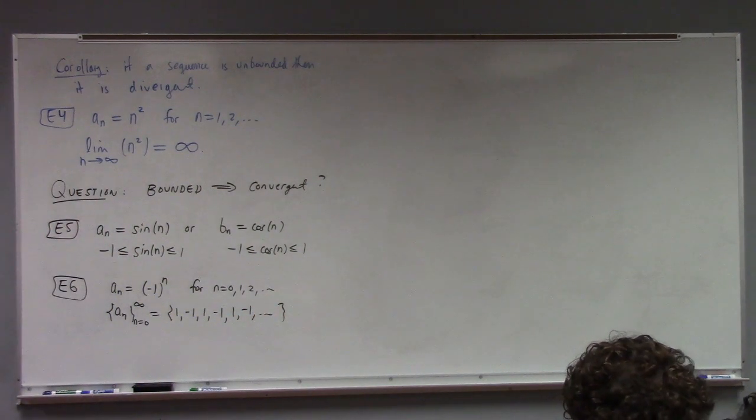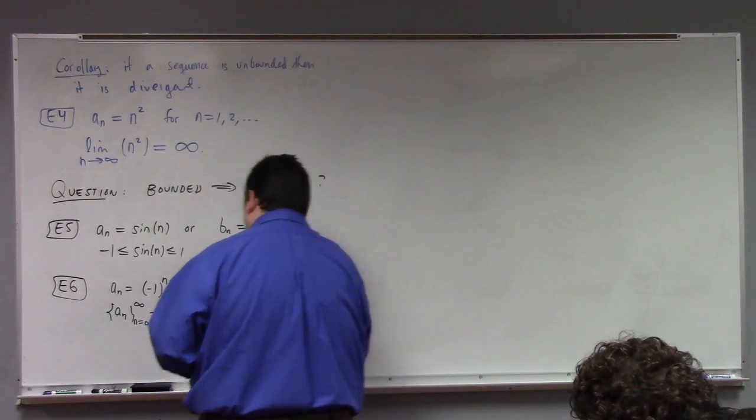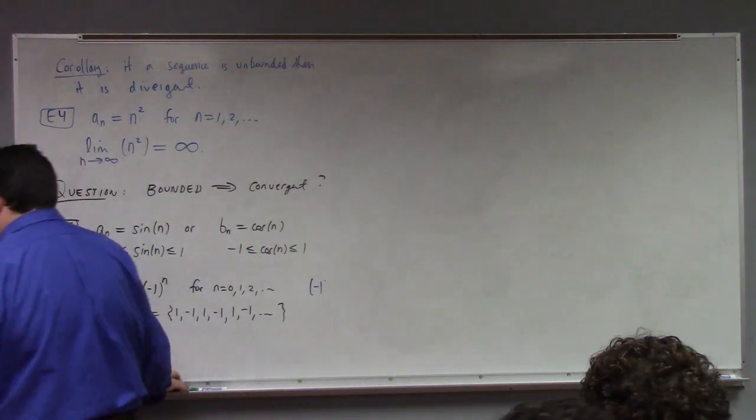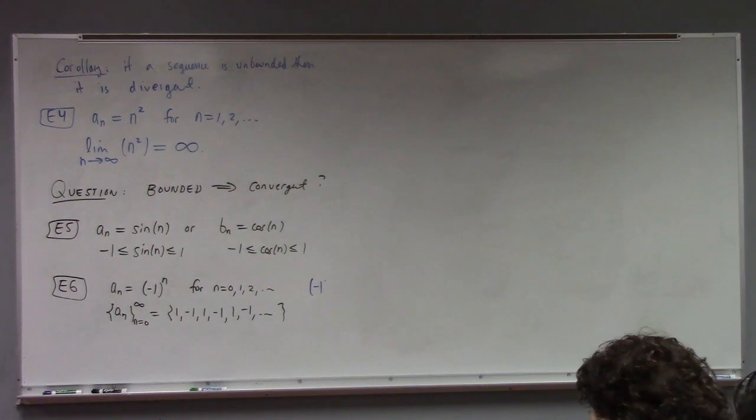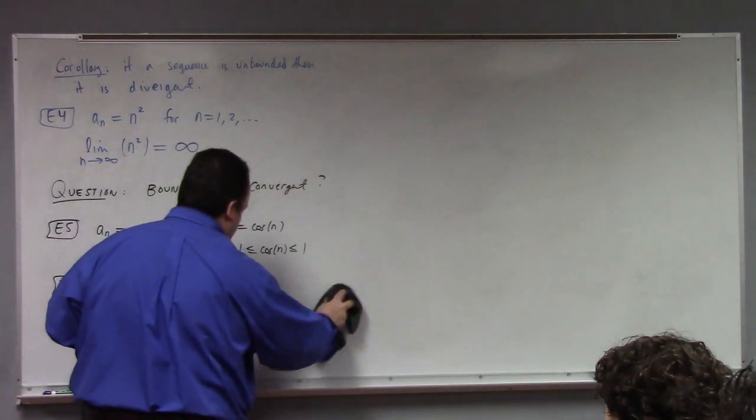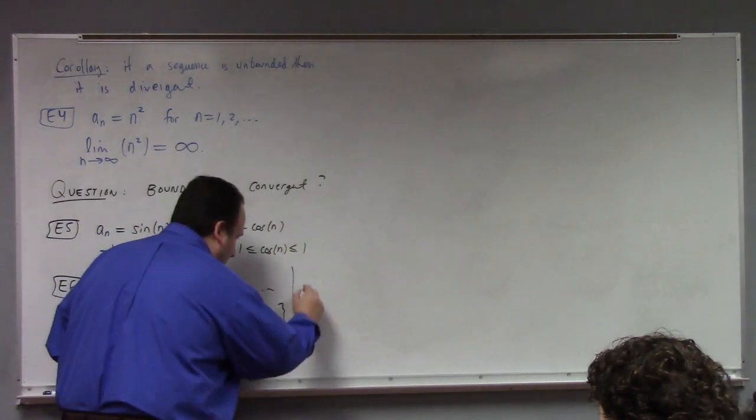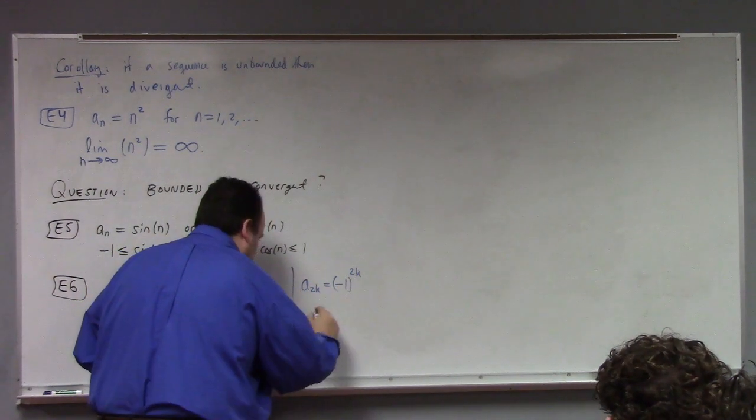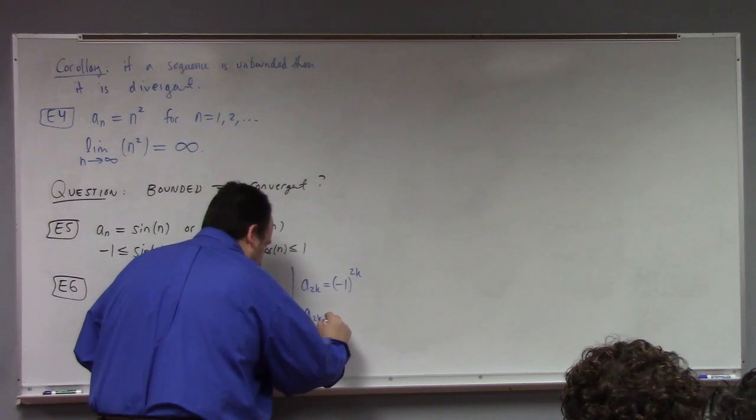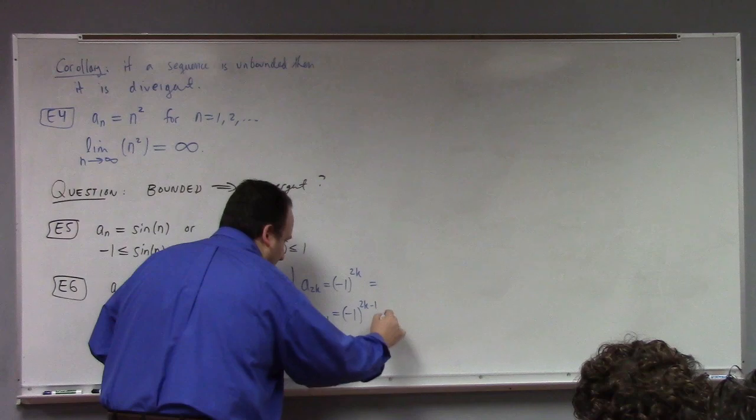Let me write something a little bit more concretely. What we have here is -1. Well, let me write it this way. All right, so how about this? A sub 2k is -1 to the 2k. A sub 2k minus 1 is equal to -1 to the 2k minus 1, which is equal to what?